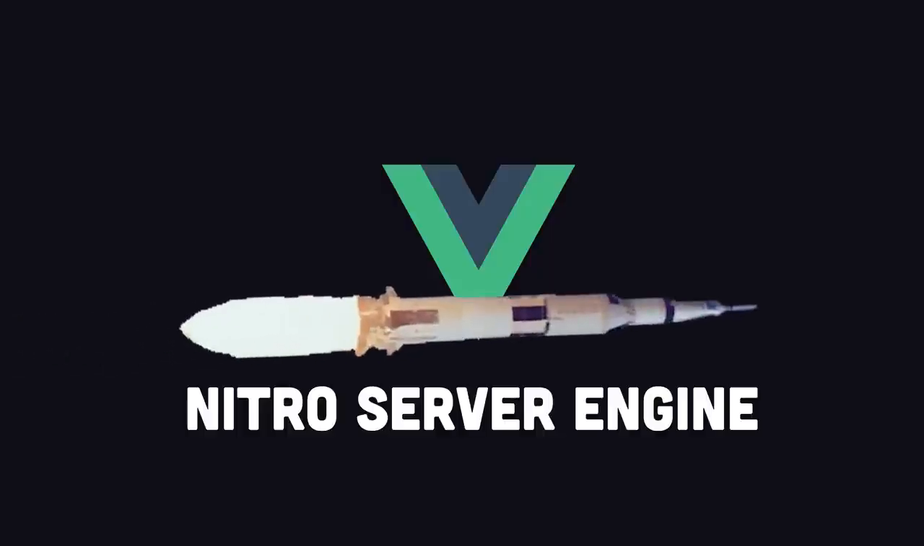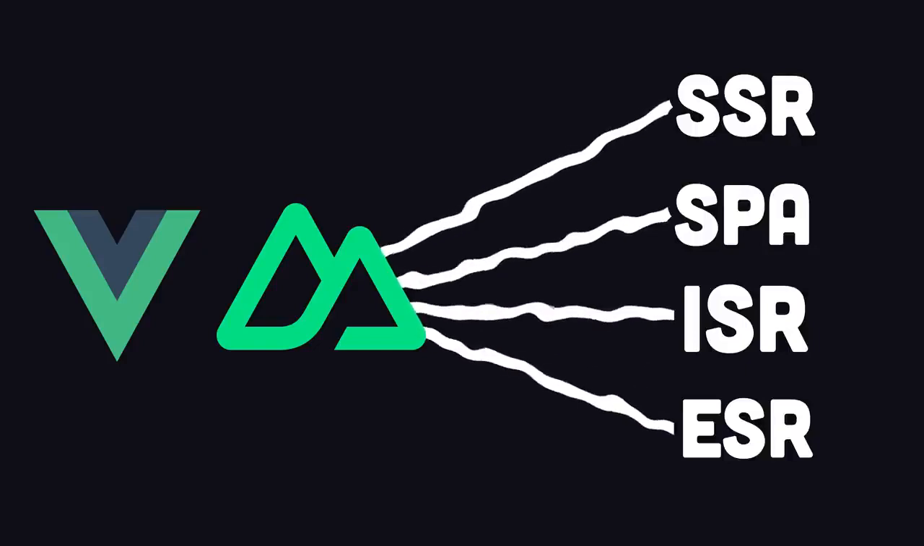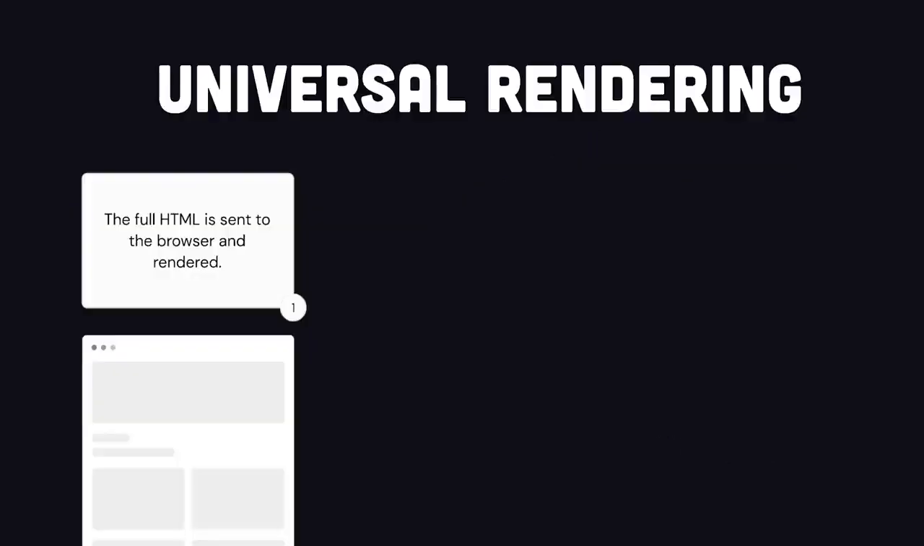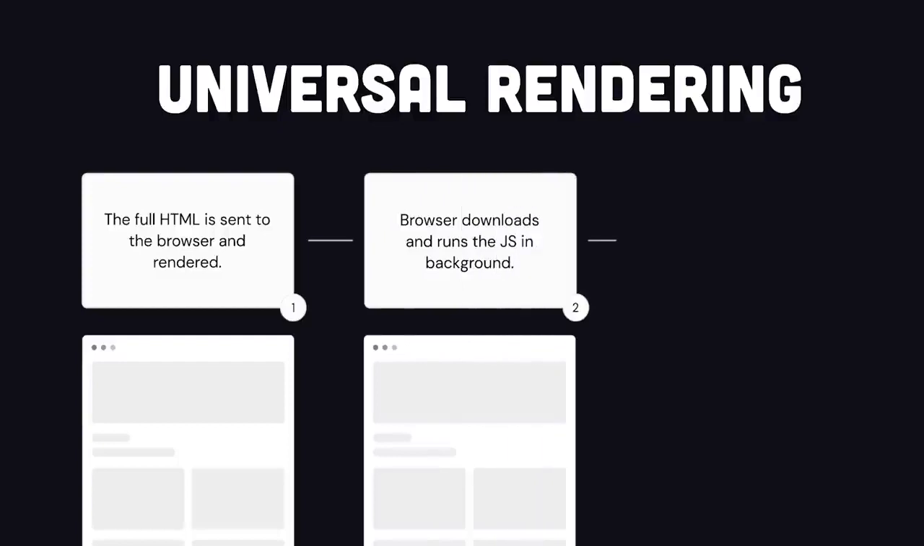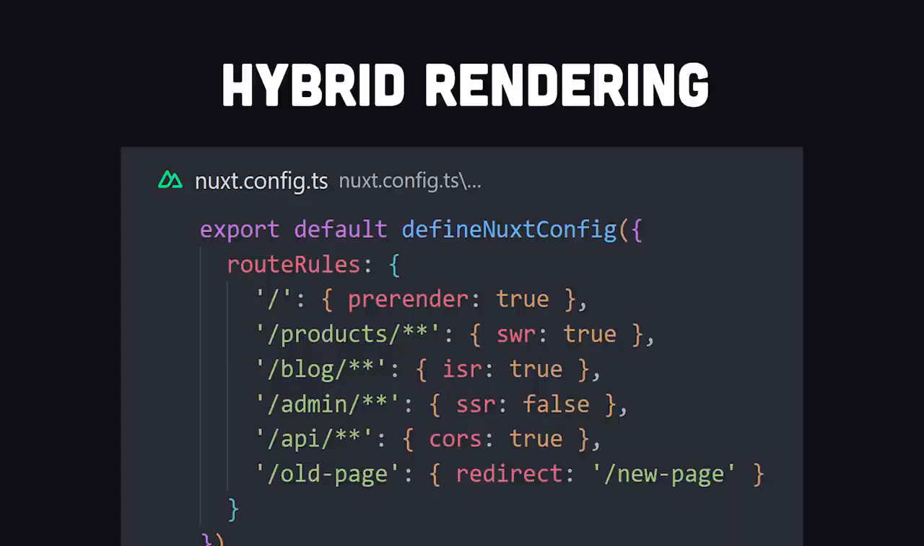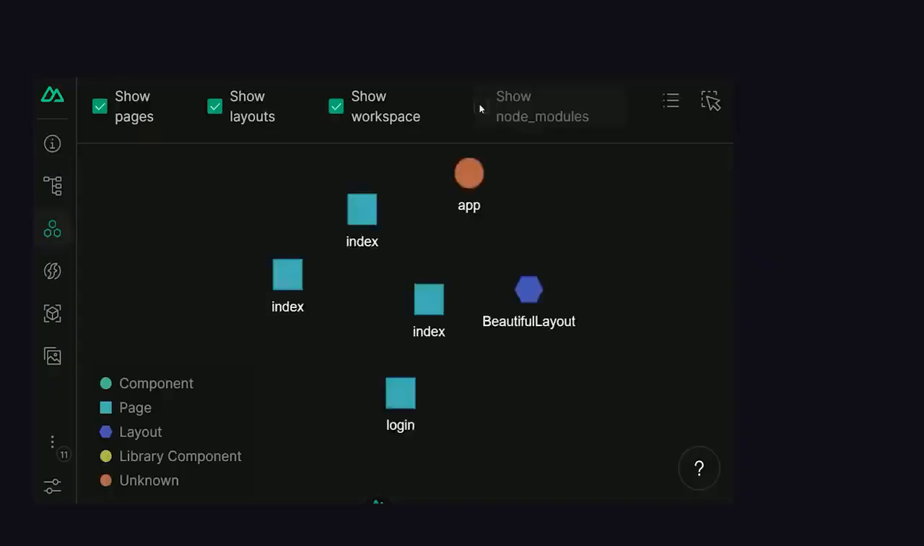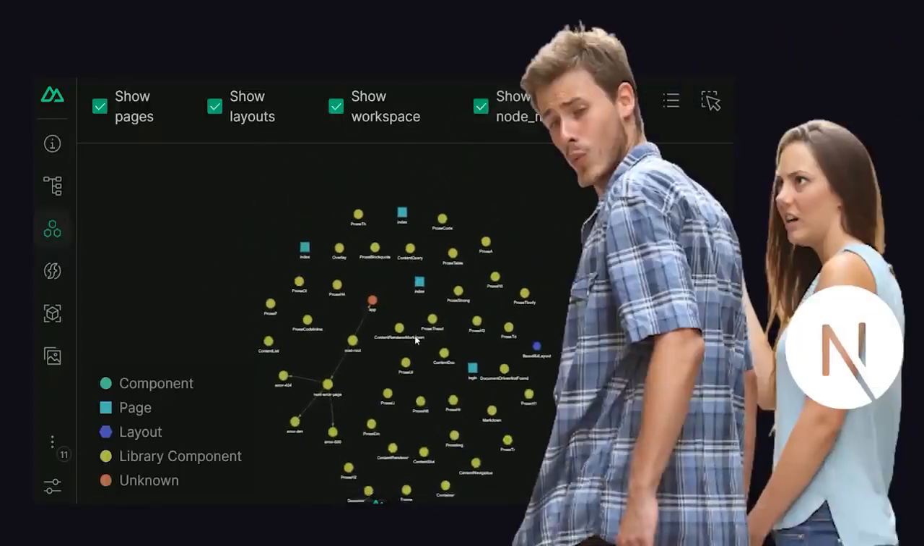It works by strapping its Nitro server engine to Vue, enabling multiple rendering modes from a single application. By default, it does universal rendering, where the initial page view is rendered on the server, then JavaScript takes over to handle all subsequent navigation client-side. However, if that's not ideal, developers can set different rendering and caching rules for every route, and it's capable of running on edge networks like Cloudflare. Its built-in dev tools are incredible and may trigger jealousy if you use a different framework.